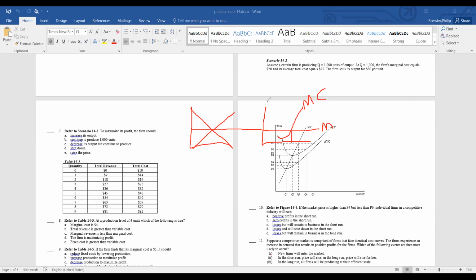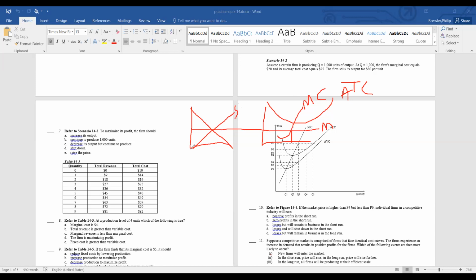Okay. Now, the ATC is above the price, so I'm losing money. And I'm in the short run. Why the short run? Because I can't lose or make money in the long run. All right. Now, what's going to happen? Firms are going to want to leave and exit. And in the long run, again, when you exit, you have no cost. Your lease is up. You're not buying any more food. You're done. So firms are going to exit.